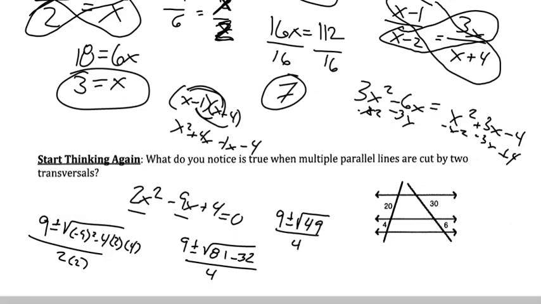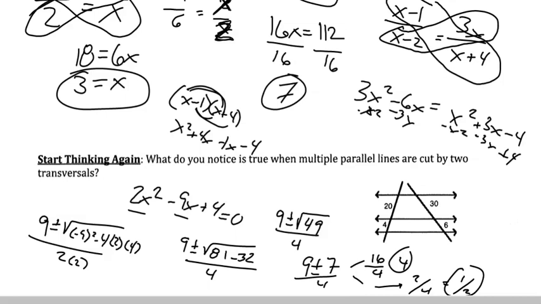It gives me 9 plus or minus the square root of 81 minus 32 is 49, all over 4. 9 plus or minus, what is the square root of 49? 7, all over 4. And that gives me 9 plus 7, which is 16 over 4, and 9 minus 7, which is 2 over 4. That gives me 1/2 and 4.